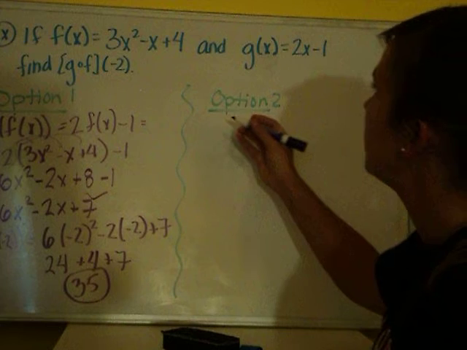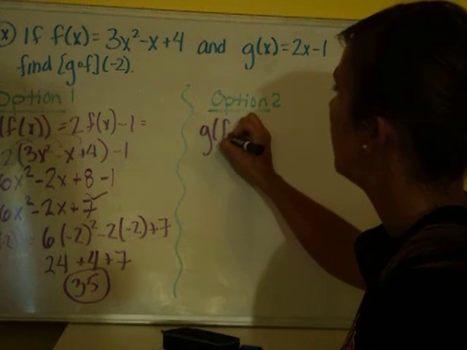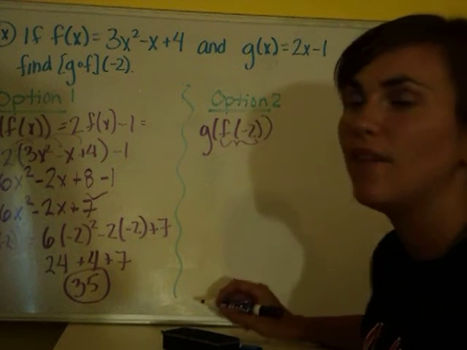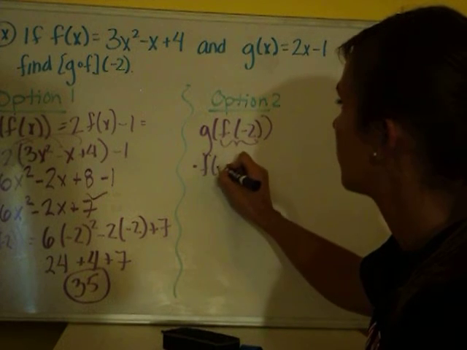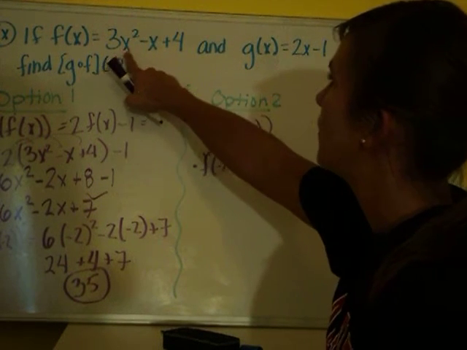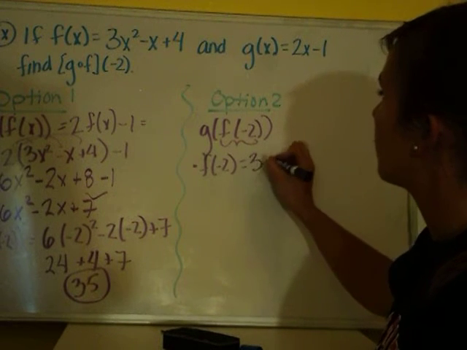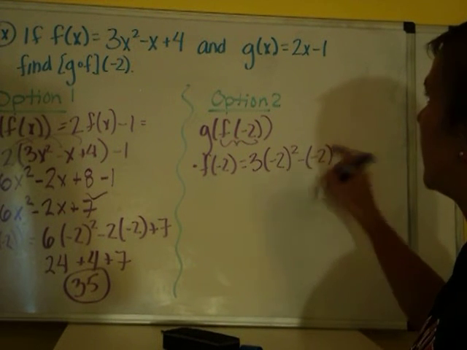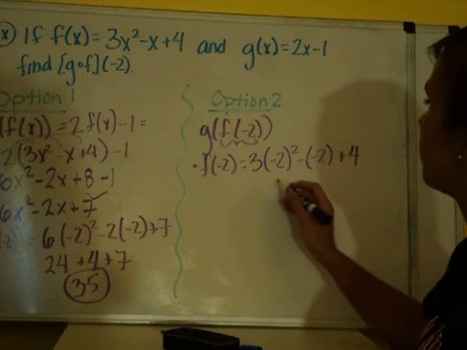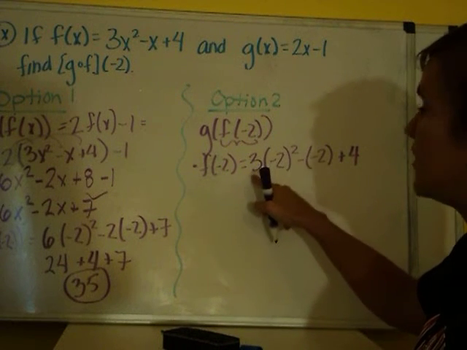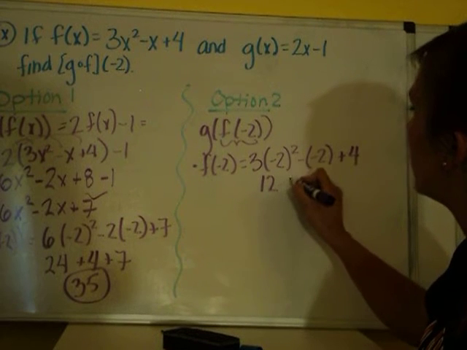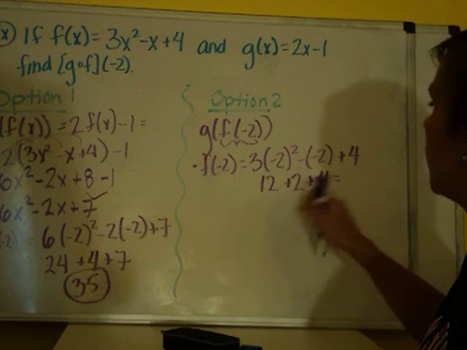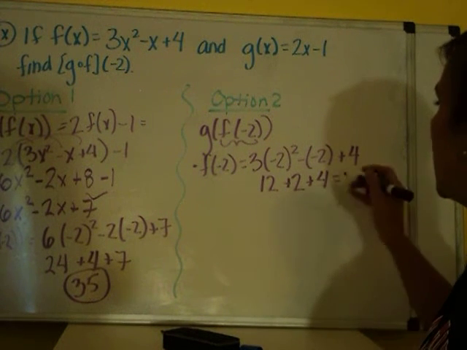If we're finding g of f of negative 2, my first step is going to be to calculate f of negative 2. For f of negative 2, I'm going to put a negative 2 wherever I see an x. So I'm going to have 3 times negative 2 squared, minus a negative 2, don't lose that negative, plus 4. Negative 2 squared is 4, times 3 is 12, minus a negative 2 makes that a plus 2, plus 4, which equals 18.